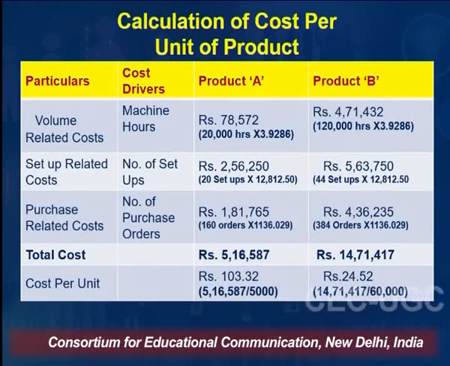And in this way, if you segregate all three costs, that is setup related, volume related and purchase related cost for both the products, you will find the total cost. And since we have to report the cost per unit, very simple it is: total cost divided by number of units you have produced. For product A we have produced 5,000 units, and for B we have produced 60,000 units.